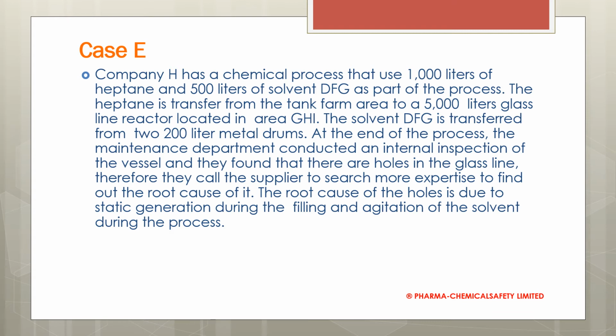So we jump to case E. Company H has a chemical process that uses 1,000 liters of heptane and 500 liters of solvent DFG as part of the process. The heptane is transferred from the tank farm area to a 5-liter glass reactor located in area GHE. The solvent DFG is transferred to 2,000-liter metal drums. At the end of the process, the maintenance department conducted an internal inspection of the vessel and found holes in the glass-lined reactor. Therefore, they called a supplier to get more expertise to find the root cause. The root cause of the holes is static generation during the filling and agitation of the solvent during the process.